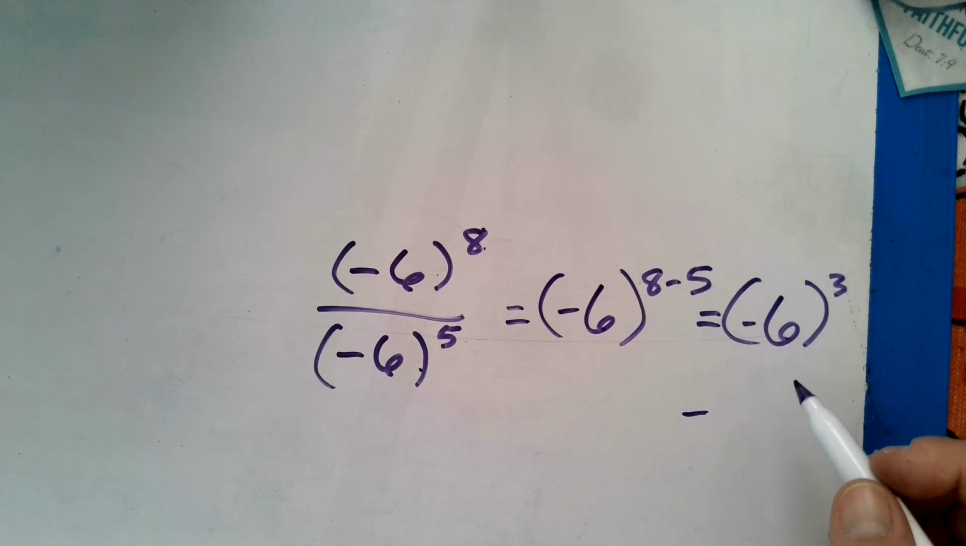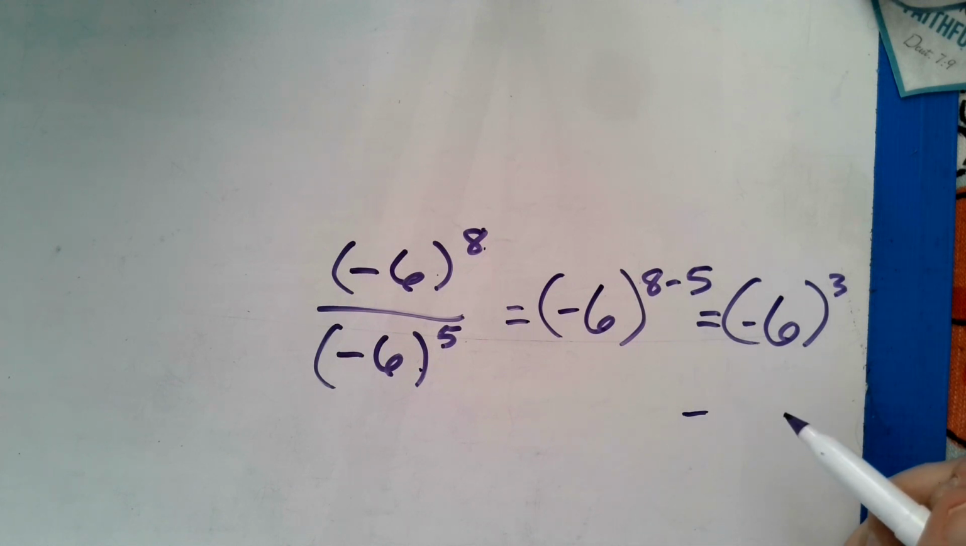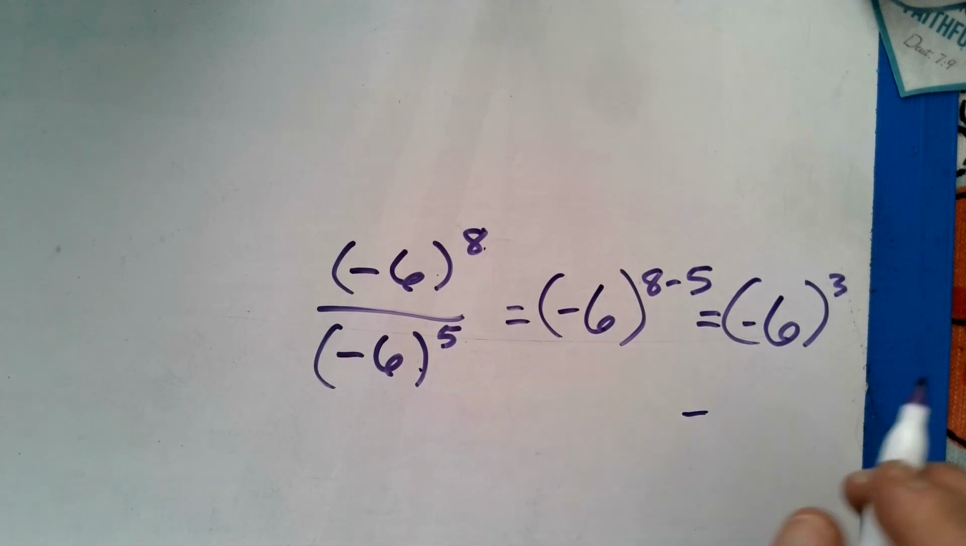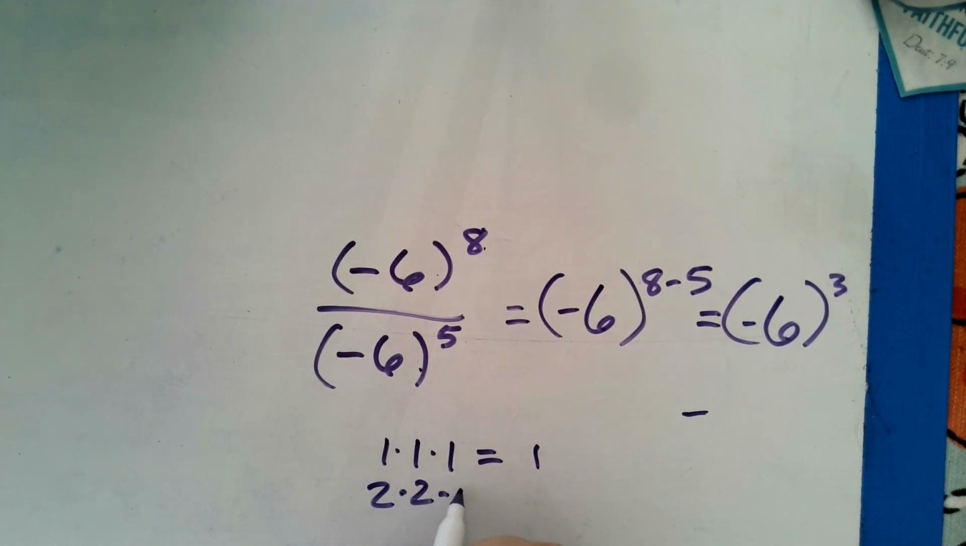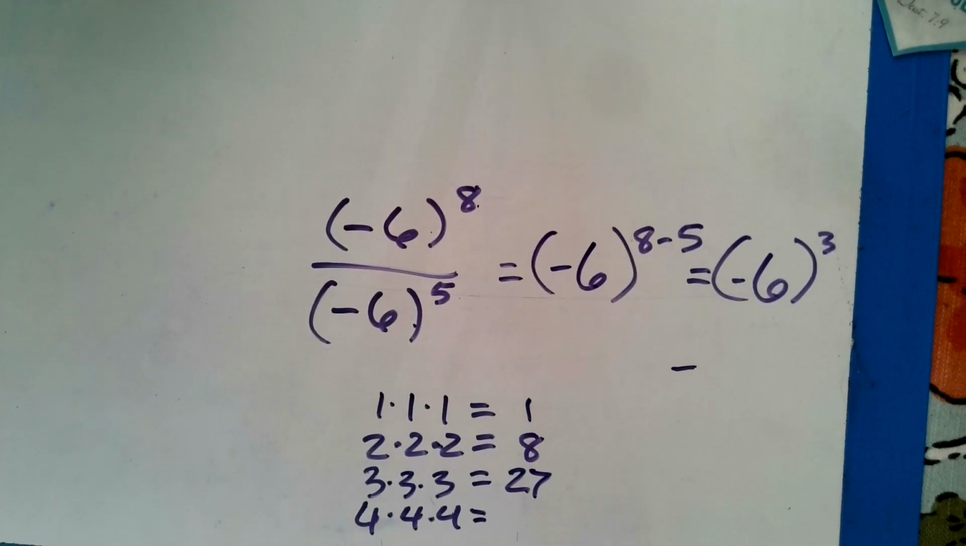But I'm going to sing a song for you guys, and this is going to be the end, okay? If you want to learn your cubes: 1 times 1 times 1 equals 1. 2 times 2 times 2 equals 8. 3 times 3 times 3 equals 27. 4 times 4 times 4 equals, and I actually have a song for this.